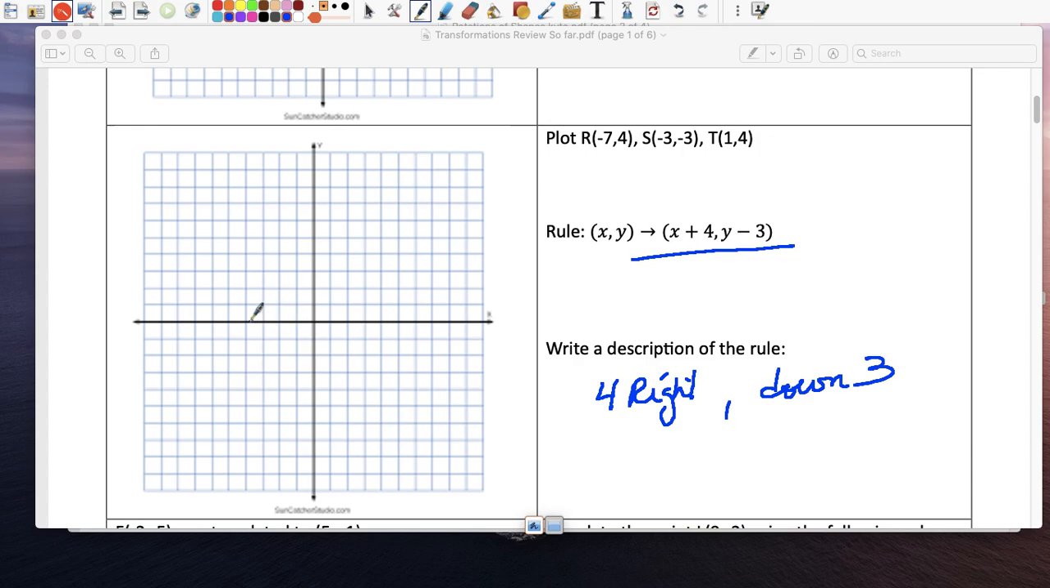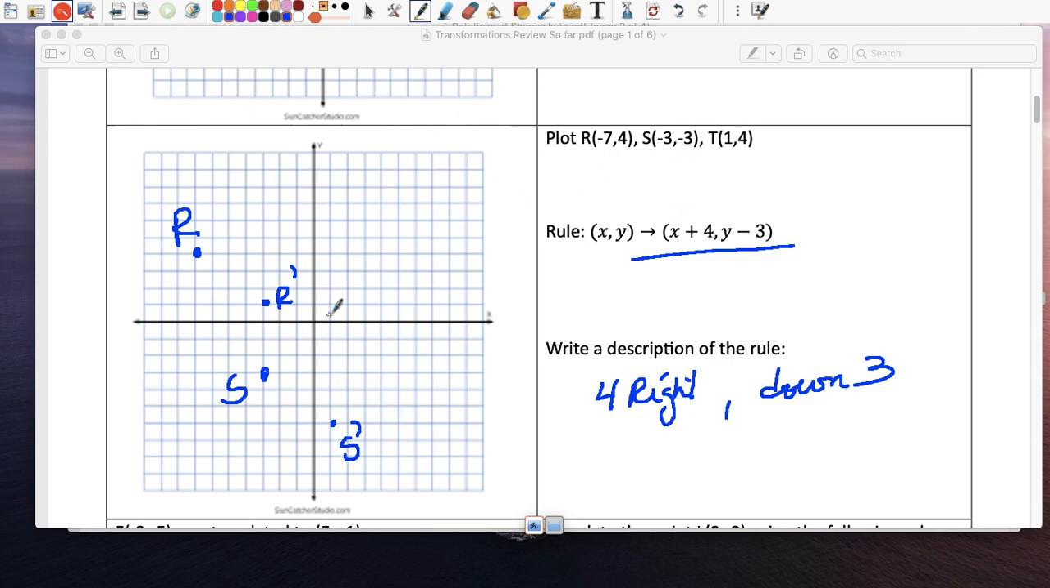So let's plot this one. 1, 2, 3, 4, 5, 6, 7, negative 7, and 4. 1, 2, 3, 4. So here's R. So we want to go 4 right, 1, 2, 3, 4, and then 3 down, 1, 2, 3. So R prime is here. S is negative 3 and 3. So negative 3 and negative 3. So here's S. So S prime is going to be 4 right and 3 down. 1, 2, 3, 4. 1, 2, 3. So here's S prime. I'll connect the dots.